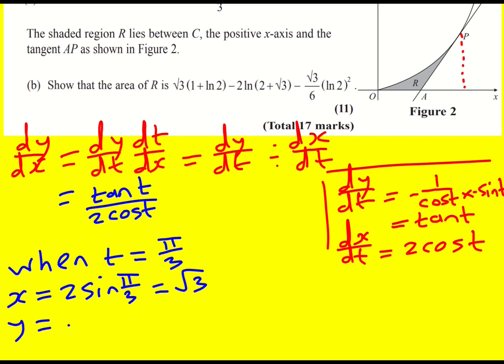y, meanwhile, is minus ln cos pi over 3, which means it's minus ln a half. Or actually, even better, ln 2. I mean, I took the minus out because I thought it'd be easy to differentiate, but sometimes you want to kind of bring it back in.